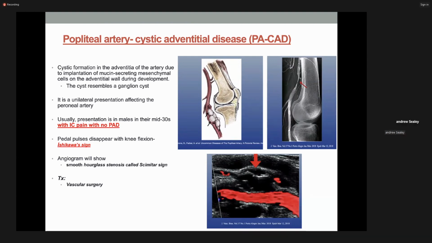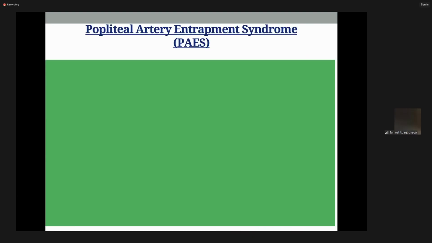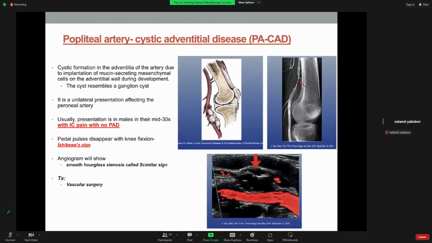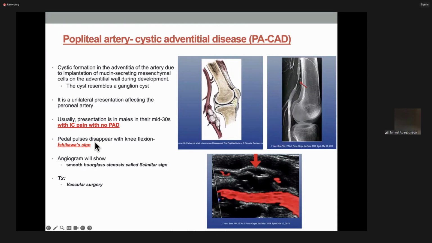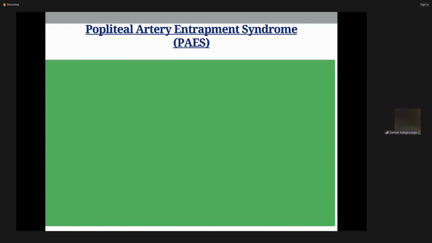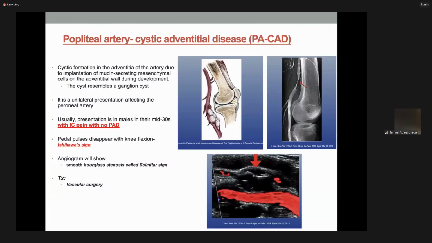Mid-30s, younger population. Is this condition common in the elderly or the younger population? Younger. I didn't stress that when we were doing review, so I want to stress it again: when you have PACAD and popliteal artery entrapment syndrome, those are really seen in younger people because they don't have any PAD. They don't really have poor circulation. It's just some kind of anatomical variant that's causing this problem.